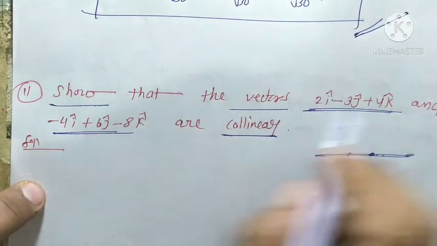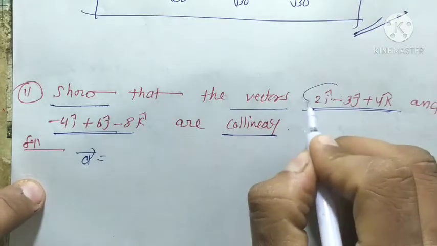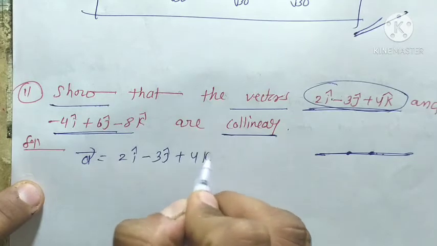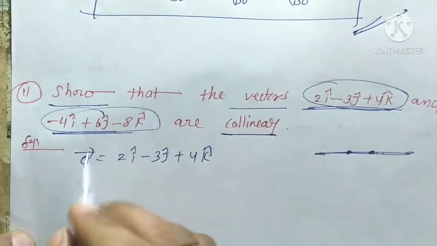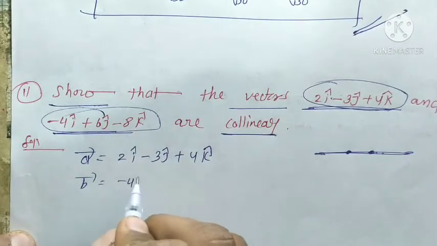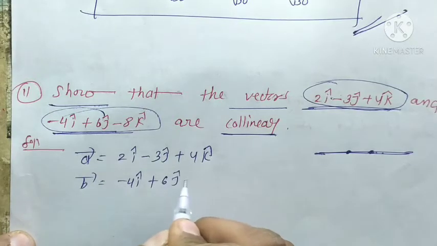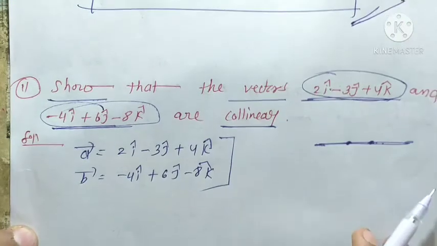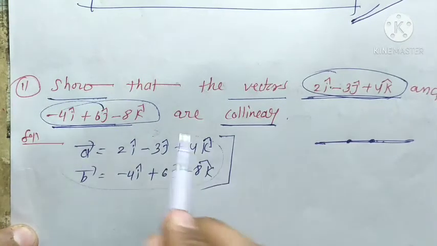Okay, firstly we give them names. Vector a is 2i minus 3j plus 4k, and we name the second one b. Vector b is equal to minus 4i plus 6j minus 8k. So these are the two vectors, and now we show that they are collinear.